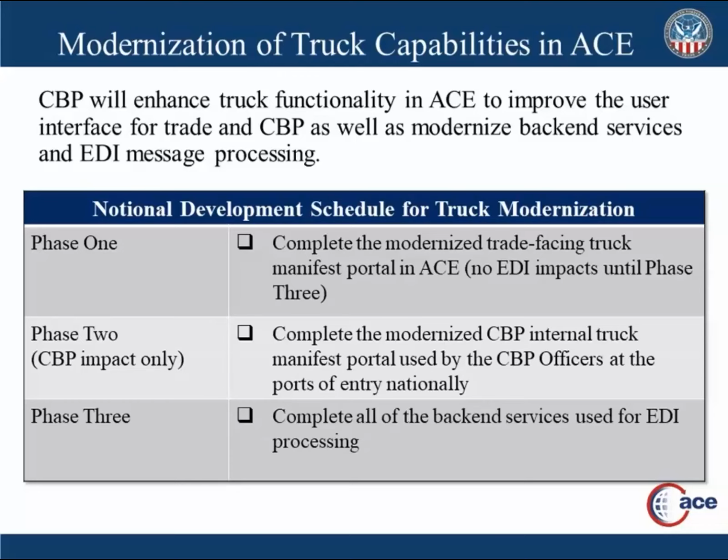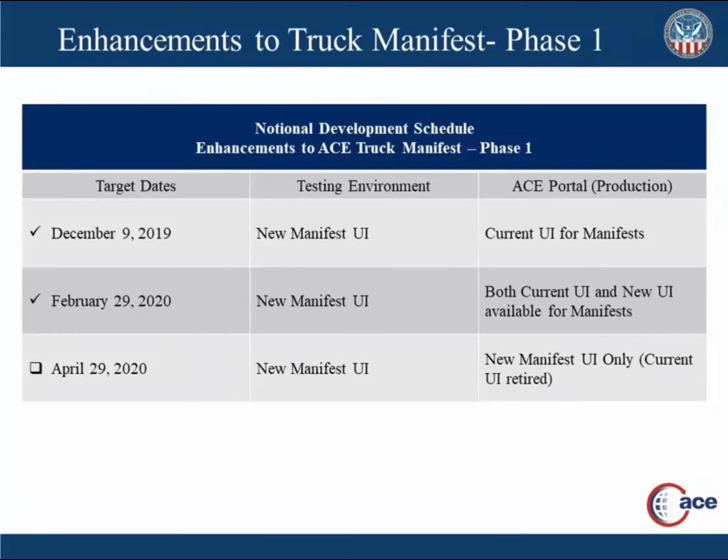Specifically, we're going to talk about Phase 1 of enhancements to ACE Truck Manifest today. Development for Phase 1 kicked off in February of 2019. Enhancements to ACE Truck Manifest Phase 1 is currently deployed to production. As of March 2nd, 2020, users are able to file manifests using the new user interface, or UI. The new UI is currently running parallel to the current or legacy UI.